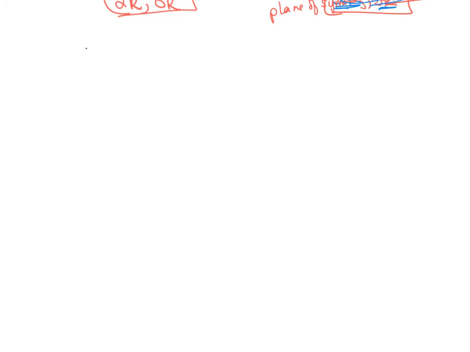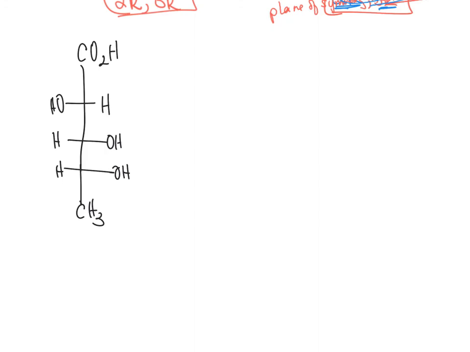CO2H, that's a carboxylic acid at the top. That's your highest oxidized carbon. You have an OH, an OH, an OH. How many stereocenters do we have here? Can you see that you have three? You see how these are opposite here?